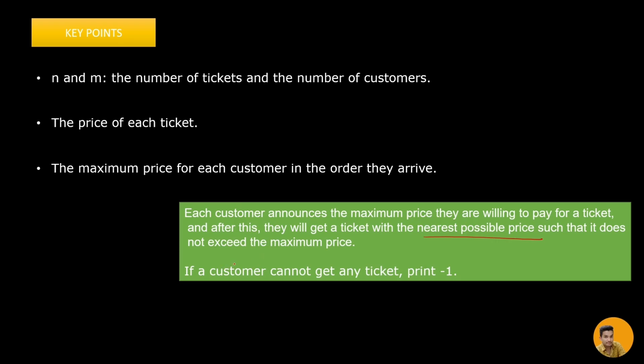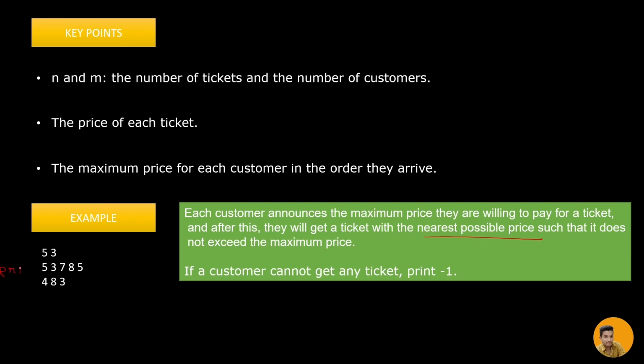Let's understand all this with an example. Here we have the number of tickets as 5 and the number of customers as 3. Then the next line is the price of each ticket. So these are the prices of all the 5 tickets. And then these are the customers' willing prices. That means the first customer can afford a maximum of 4 units for a ticket. The second can afford up to 8 and the last one can afford up to 3.